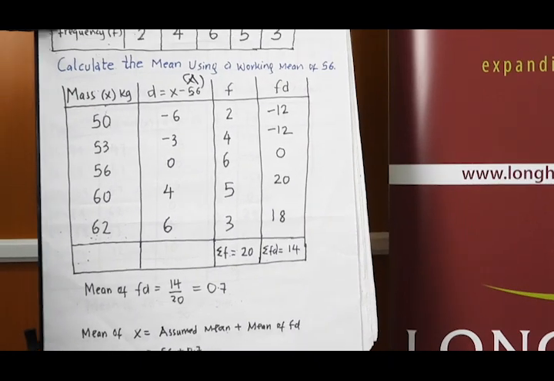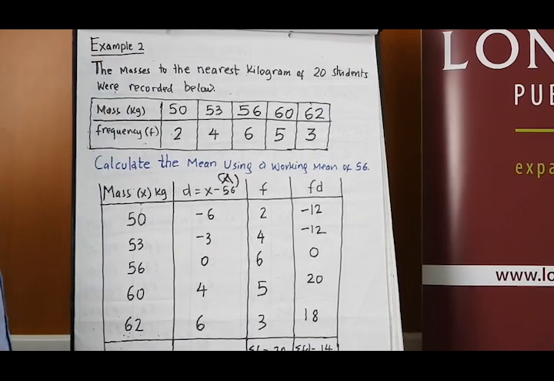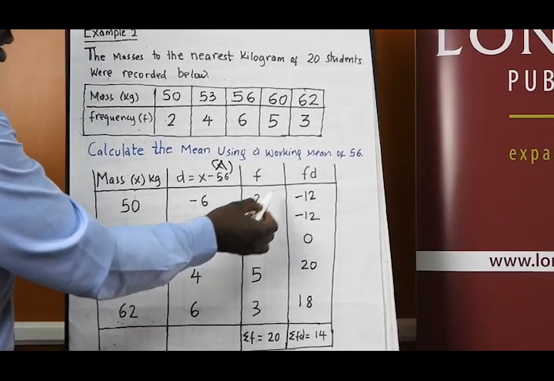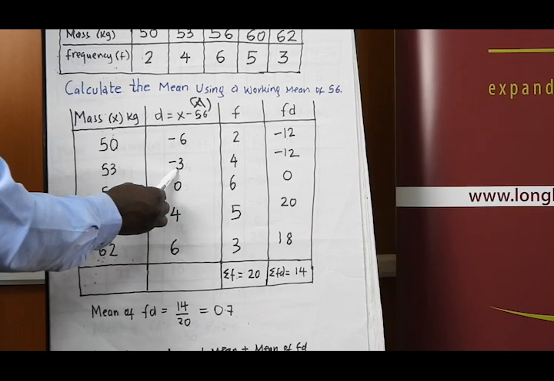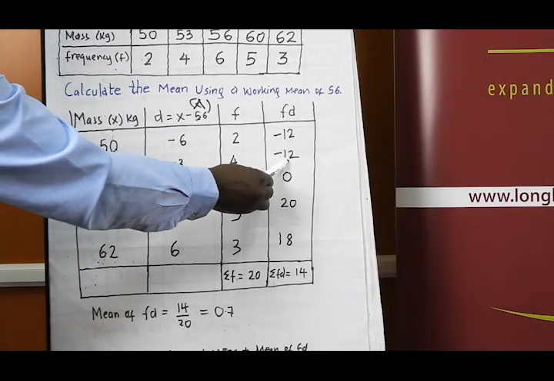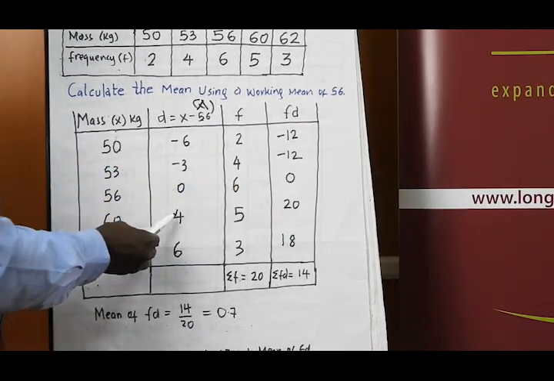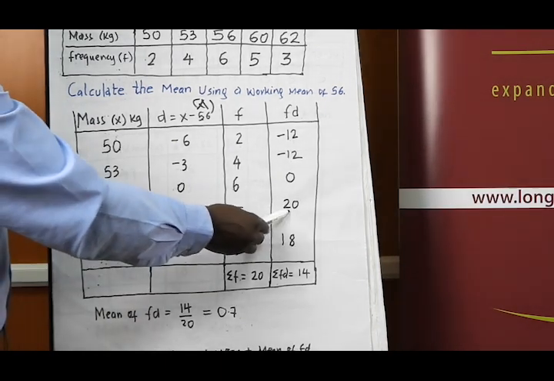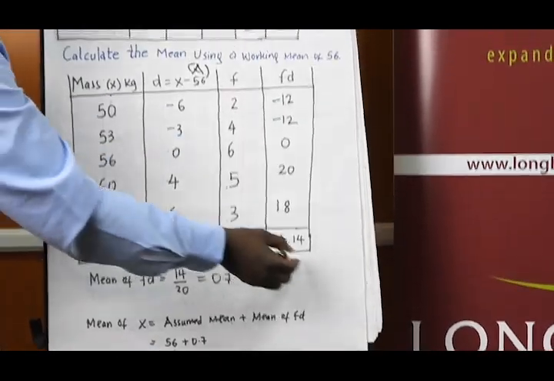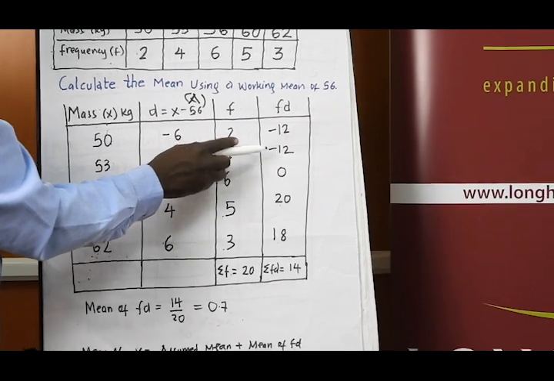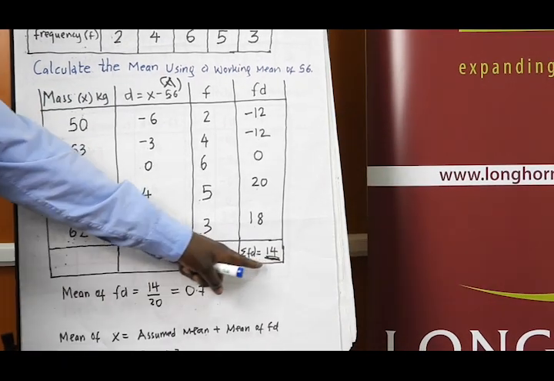But in this second example, the first deviation has a frequency of 2. So there are 2 students with that deviation. So we'll take negative 6 times 2 to get frequency times the deviations, which is negative 12. The next one, we'll take negative 3 times 4, and that gives us negative 12. The next one will have 0 times 6, that gives us 0. Then 4 times 5 gives us 20. And the last one is 6 times 3, it gives us 18. When you add all these, negative 12 plus negative 12 plus 20 plus 18, we obtain the summation of the deviations as 14.